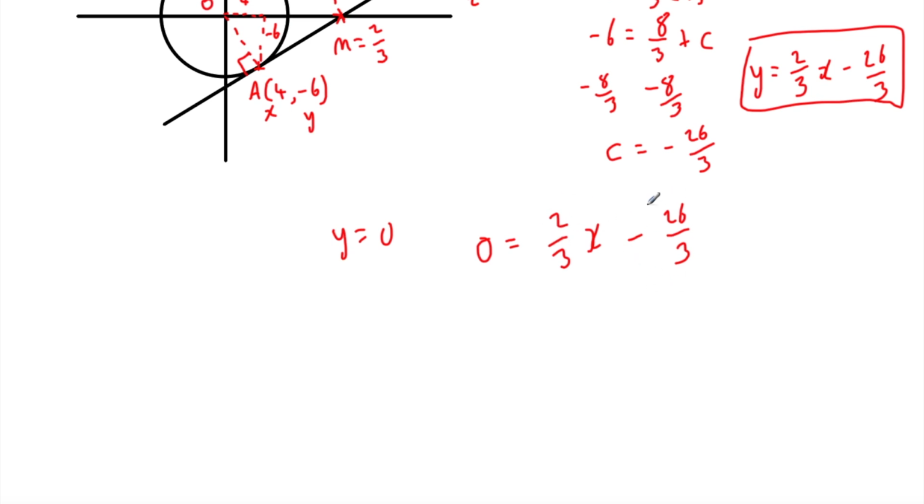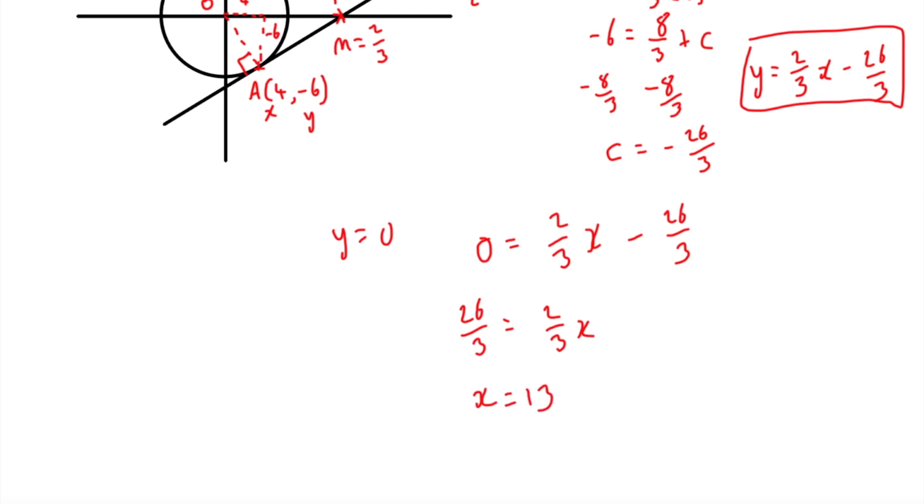Let's add 26/3 to both sides. So we're going to get 26/3 is equal to 2/3 x. Then if we divide both sides by 2/3, and again it's a calculator question, 26/3 divided by 2/3, we'll get 13. So x is equal to 13.